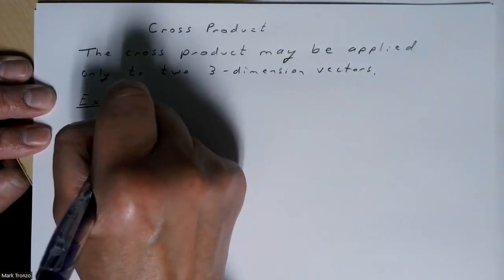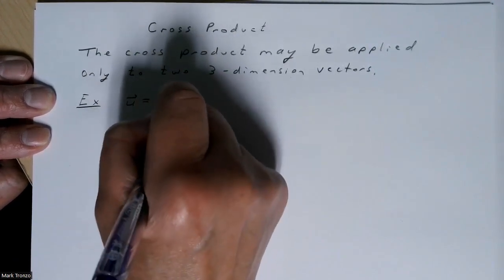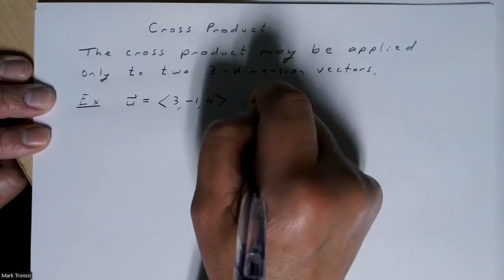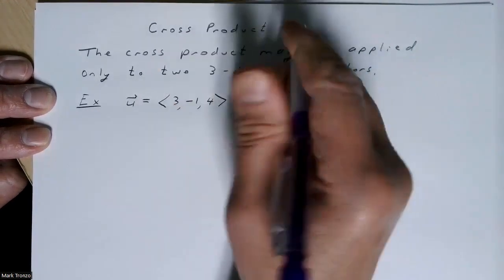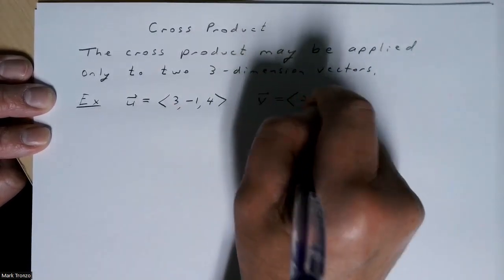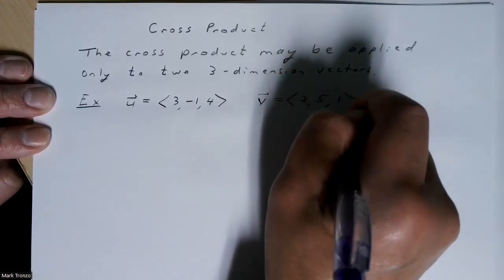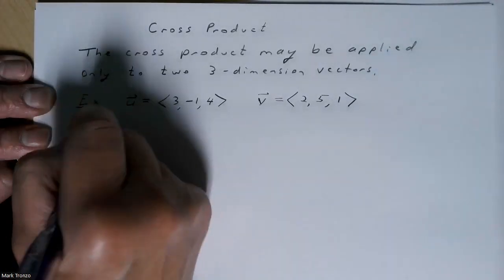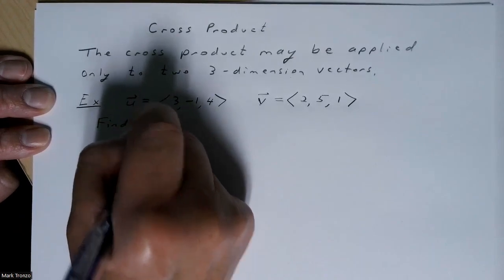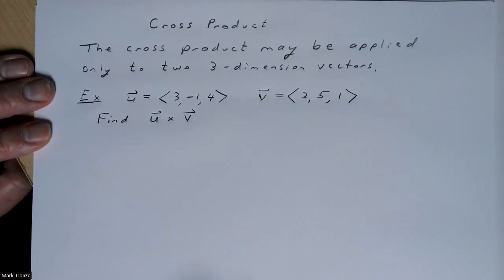So once again, let me call this U, which is 3, -1, 4. And let's say V is 2, 5, 1. Find the cross product of U cross V, like this.